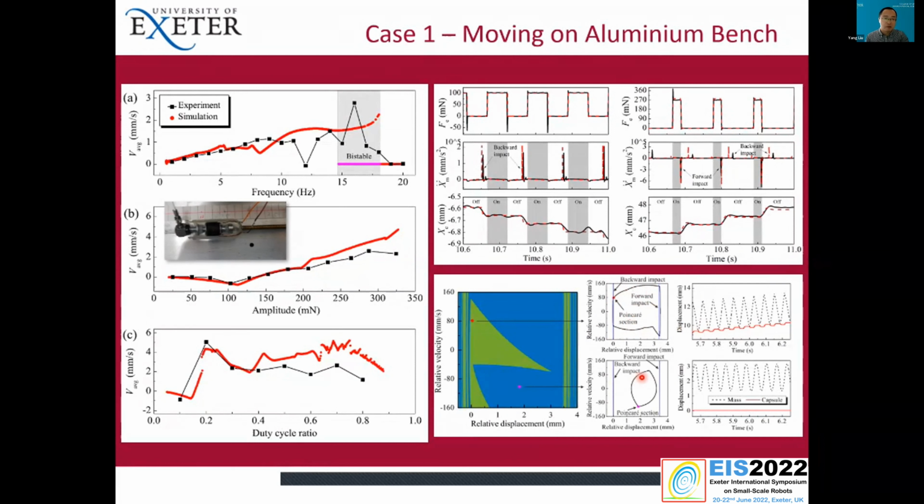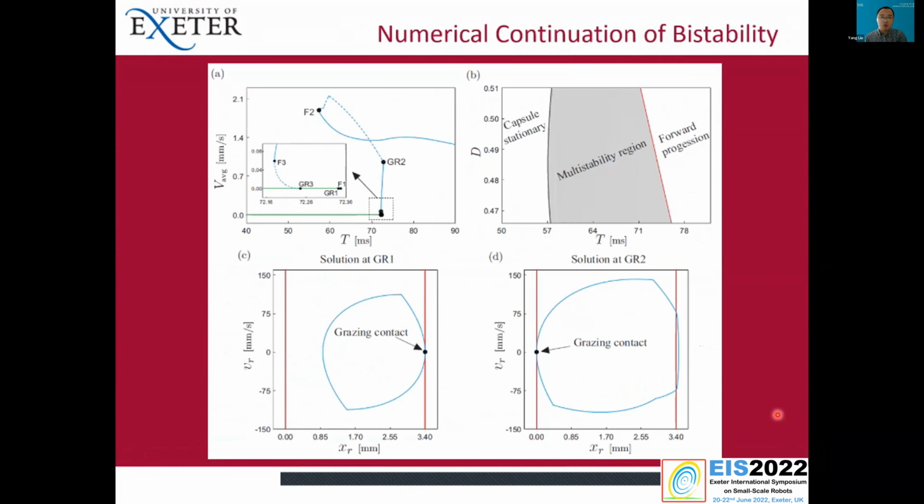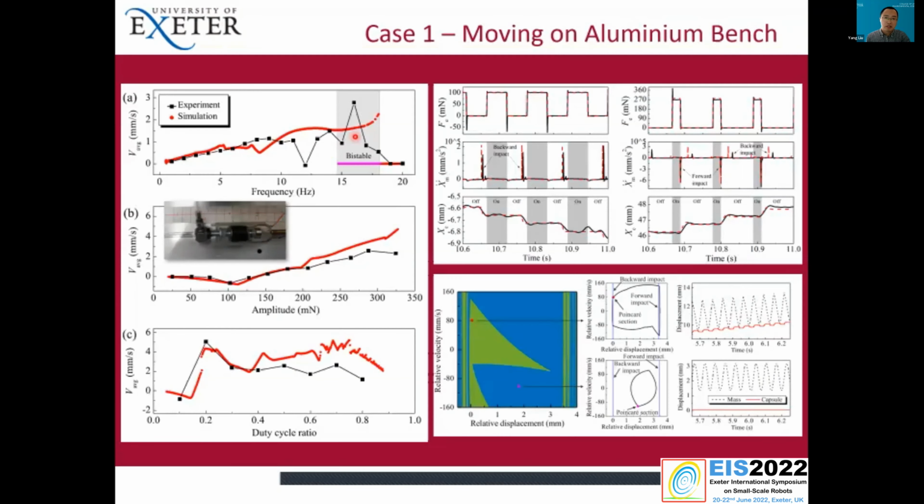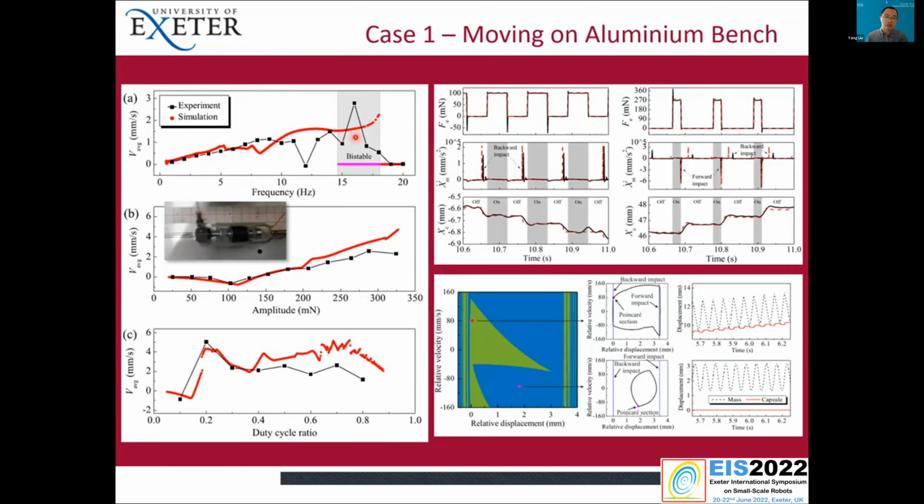And in this case, which is coexisting with this state, it has no impact at all, and then the capsule is stationary. And so what we want here is to avoid this bistability in the system. So we employ this continuation technique or path following technique. We can follow this trajectory of the system and detect when the bifurcation will occur, so we can avoid this region.